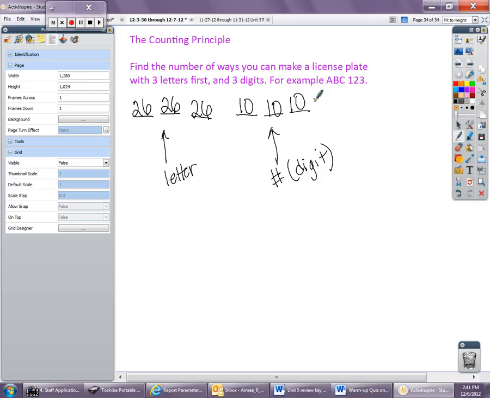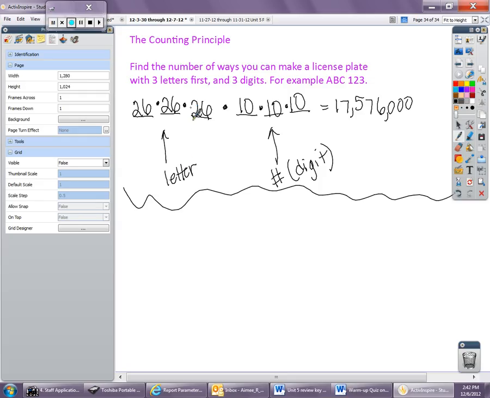Now, my counting principle tells me that I multiply all of these things together. So again, I'm going to multiply 26 times 26 times 26 times 10 times 10 times 10. And again, this is having repeats, and I'm allowed to have repeats here. Then I am going to get about 17,576,000 ways.